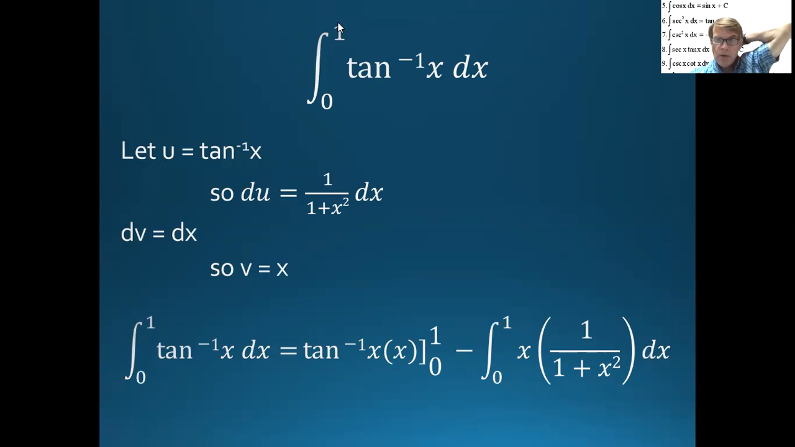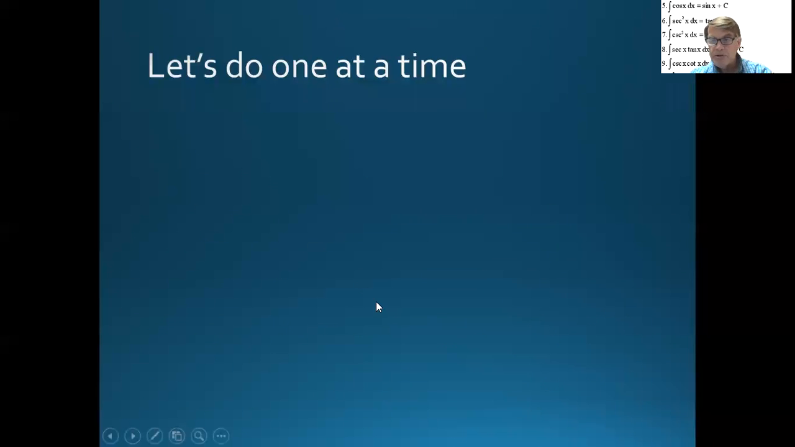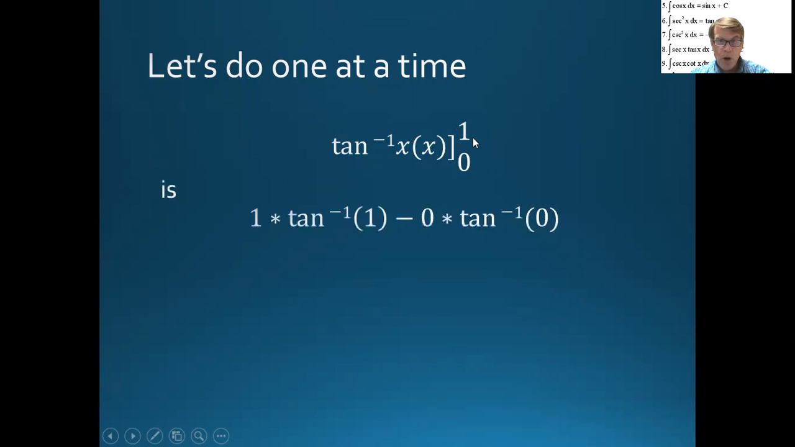Let me go ahead and make one quick edit. Okay, now it's going to unfold little by little. All right, so let's go ahead and evaluate this. What is the inverse tangent of x times x from 0 to 1? Well, we're going to plug in the 1, and then we're going to subtract plugging in the 0. So if we plug in the 1, the inverse tangent of 1 times 1, okay, minus, then we're going to plug in the 0, the inverse tangent of 0 times 0. Well, this is going to just disappear.